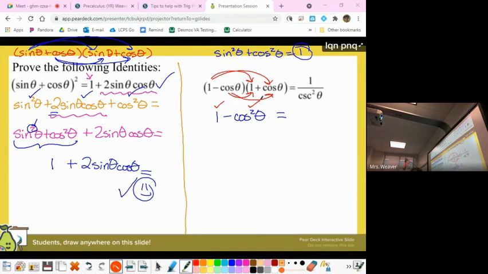Let me see how y'all did in the meet. Let's see if anybody got it. Most of you haven't submitted your work yet. Make sure you submit your work so that I can see what you're thinking, see what you're doing. David, do you know what that's equal to? What is 1 minus cosine squared theta equal to according to our Pythagorean identities?